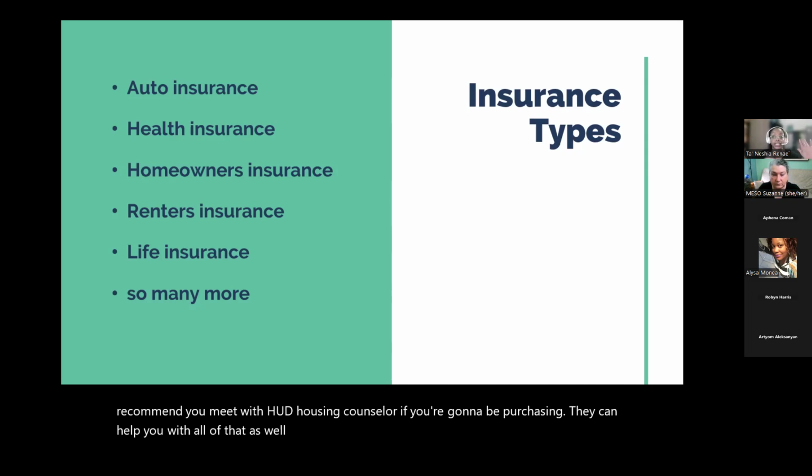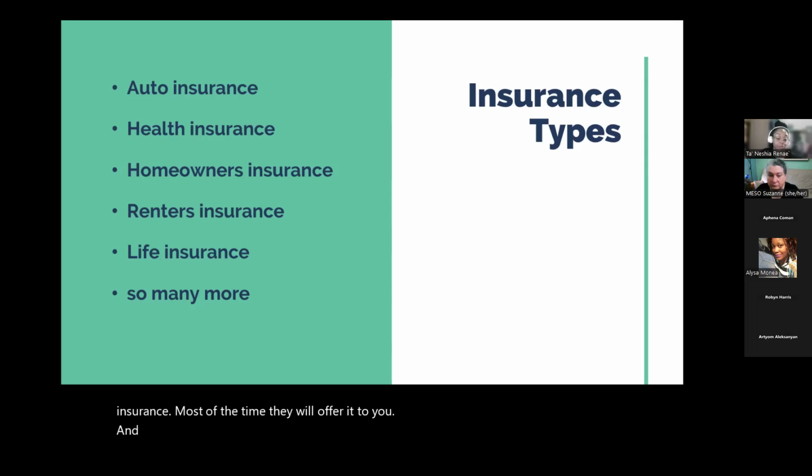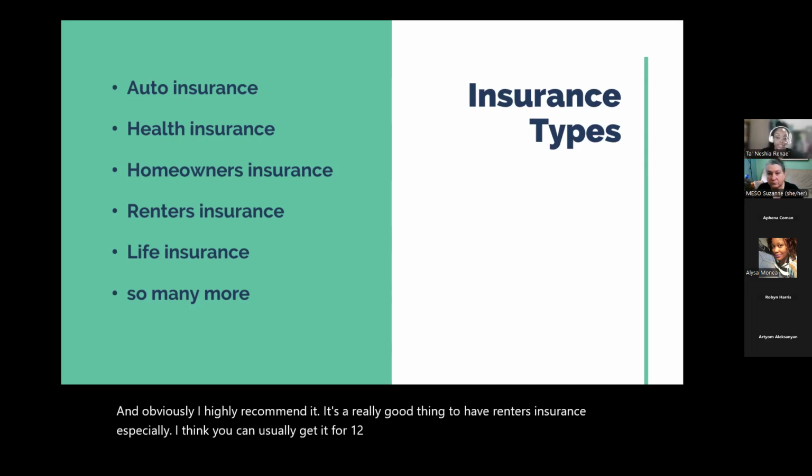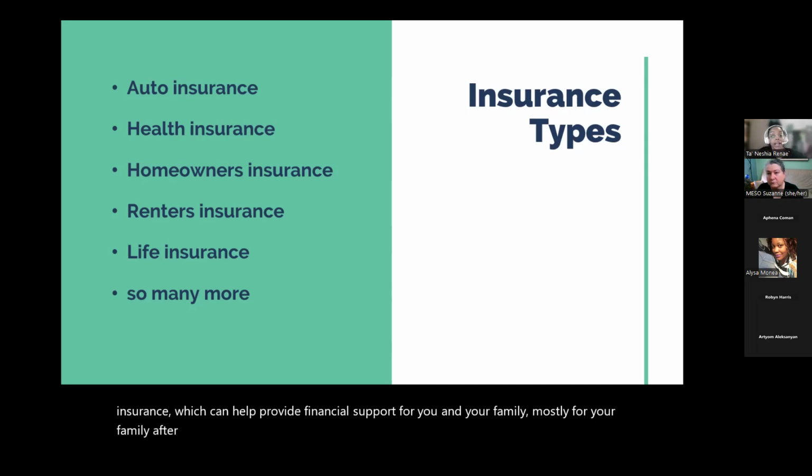Renter's insurance is super similar to homeowner's insurance, but it's just for people who rent. It's pretty cheap and can be bundled with your car insurance. Most of the time, they will offer it to you. And obviously, I highly recommend it. It's a really good thing to have, especially since you can usually get it for $12, usually less than $20. And then life insurance, which can help provide financial support for you and your family. Well, mostly for your family after you've died.